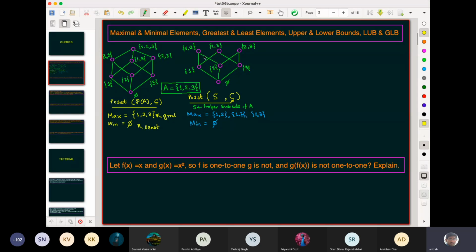Now, in this case, you will see that there is no such element where all other elements are related to it and it doesn't have a cover. Because see, this element 1, 3 is not related to this one. If you consider 1, 3, 2, 3 is not related to this, 1, 2 is not related to this, right? So even 2 is not related to this. Therefore, in this case, there are many maximal elements, but there is no greatest element.